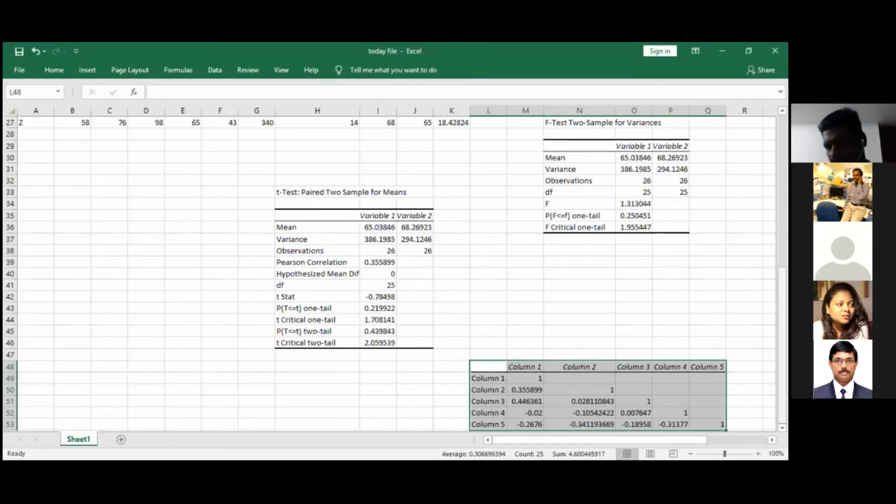Sir, one doubt. Instead of getting column 1, column 2, etc., if our data is especially large, it's very difficult to see which is column 1. Is there any method we can get the data labels itself here, like science, social science, in the table? It will be better.